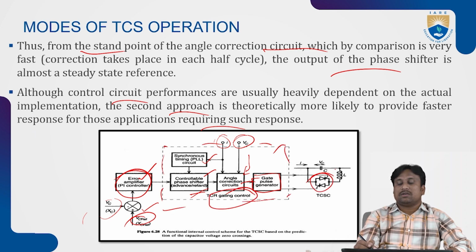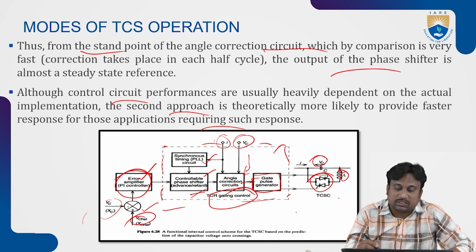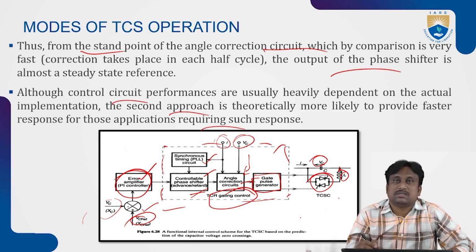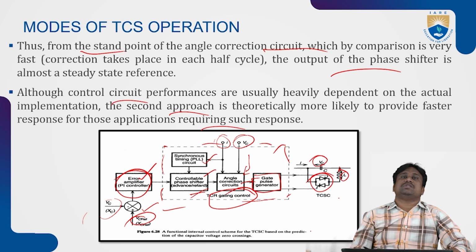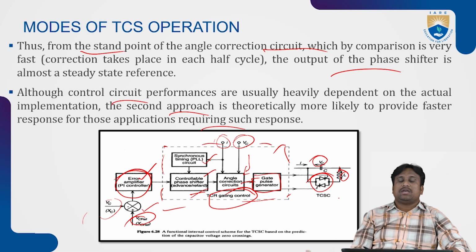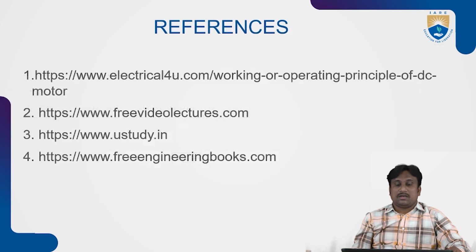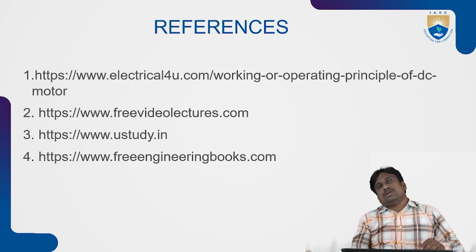So this TCSC combination, connecting the inductor in parallel to the capacitor, will act on the responses generated by the circuit. So this functional internal control scheme is designed based on the TCSC, on the prediction of the capacitor voltage zero crossing levels. So with this we can achieve suitable efficiency of the system. So these are some of the references which I have considered, and this gives information about all the controllers which are derived for the power system network.